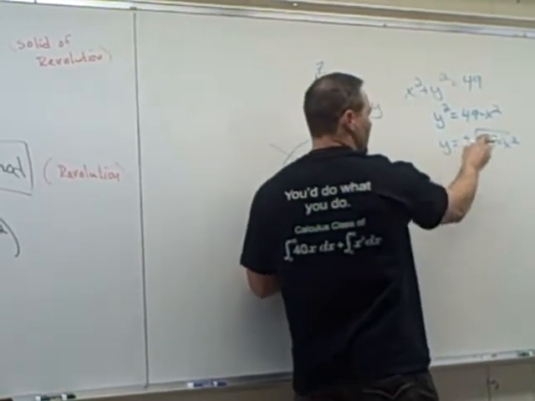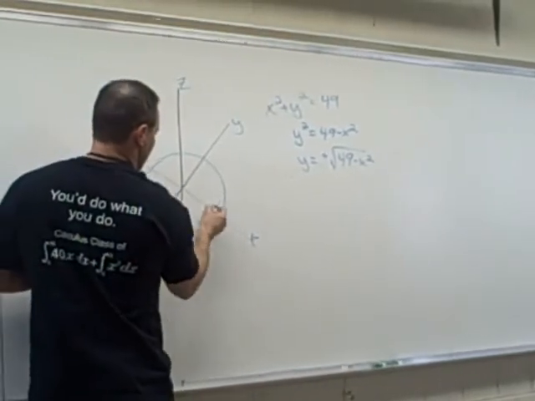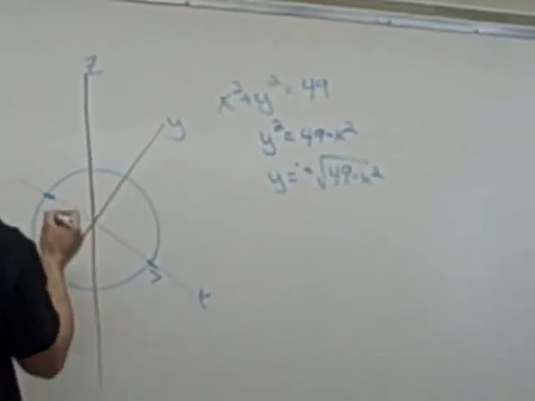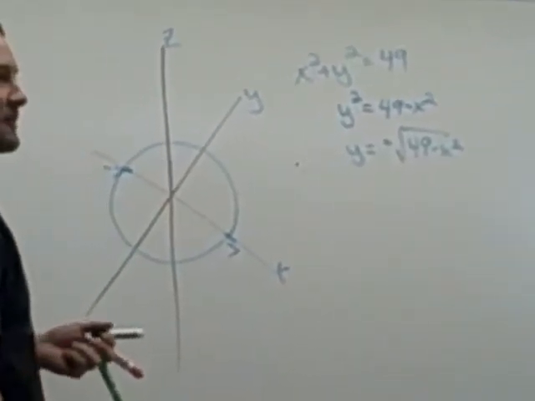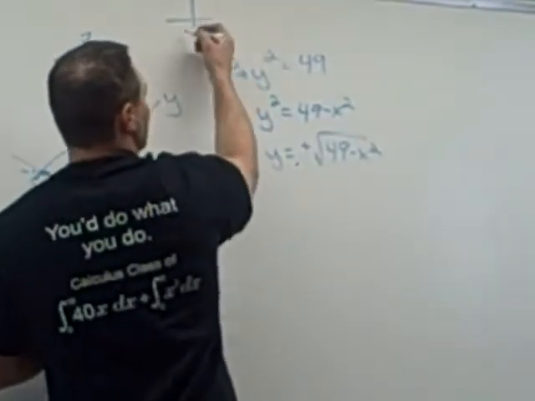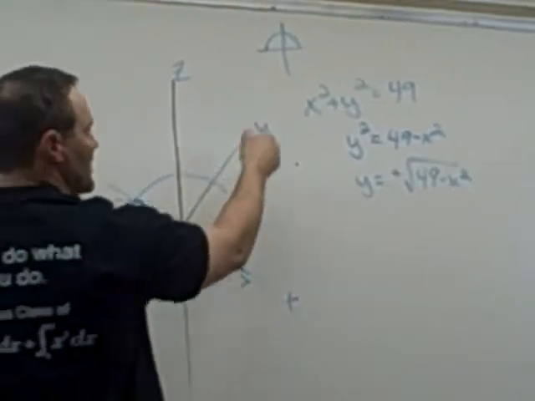If I only worried about the top one, this graph from here to here represents the square root of 49 minus x squared, where the radius is 7. Are you with me? Okay, so if I graph just the top one in 2 dimensions, it would look like that. The entire circle would be the plus or minus.